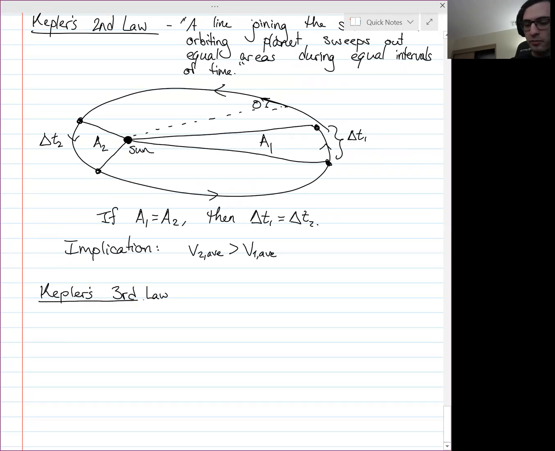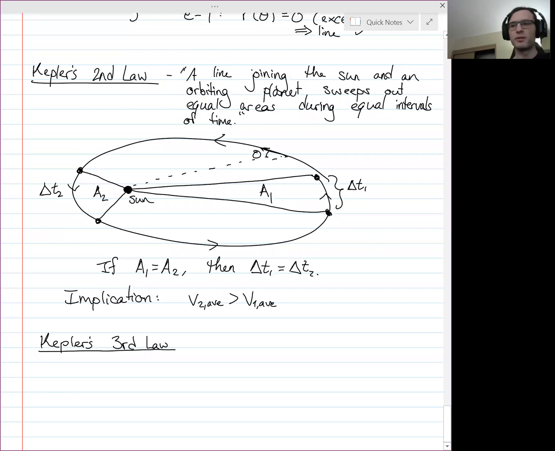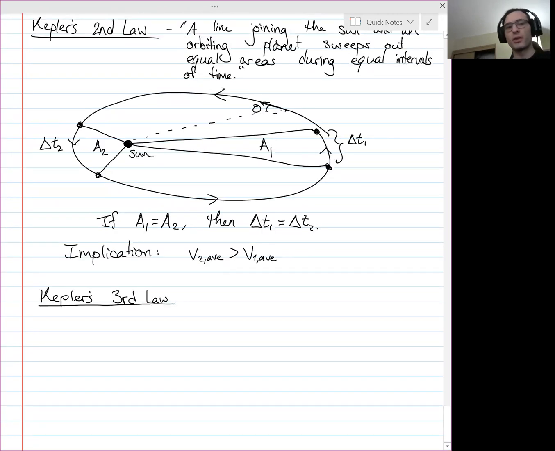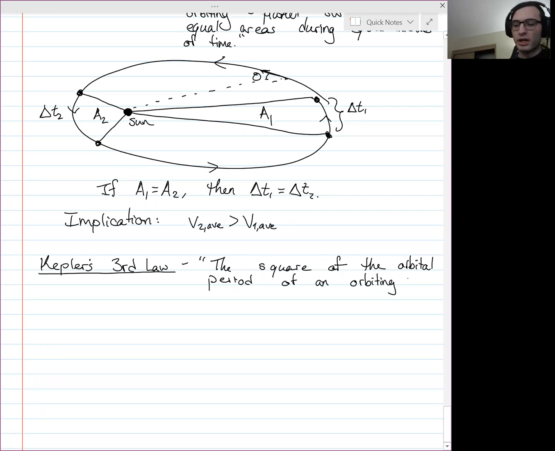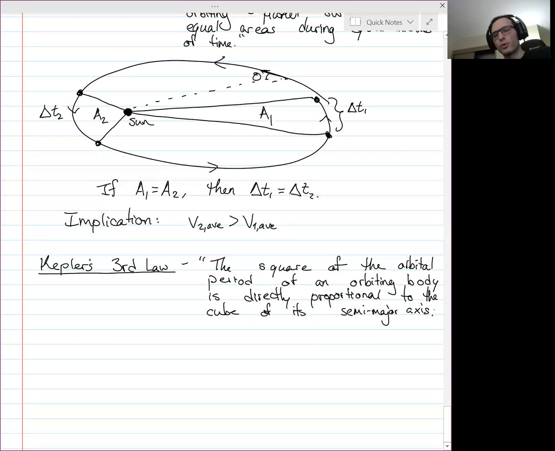So Kepler's third law is, unlike Kepler's second law, slightly more mathematical. And it's just a statement about the orbital period versus the semi-major axis. So the statement is that the square of the orbital period of an orbiting body, so the orbital period is just the time to do one orbit, is directly proportional to the cube of its semi-major axis. So this is just a statement of proportionality, and with regards to proportionalities, you can always rewrite them as some quantity, which is typically the ratio of the two things that are proportional, equals a constant.